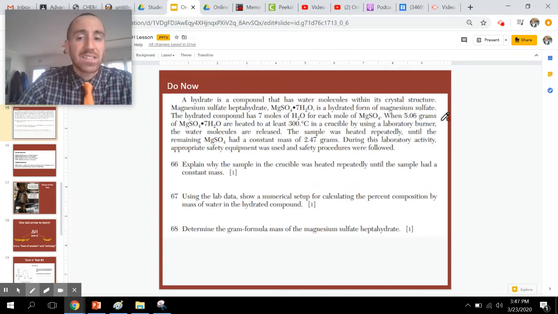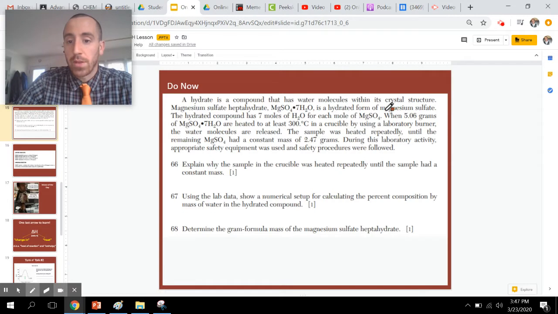When 5.06 grams of magnesium sulfate heptahydrate are heated, the water molecules are released. The sample was repeatedly heated until the remaining MgSO4 had a constant mass of 2.47 grams. During this laboratory activity, appropriate safety equipment was used and safety procedures were followed. Okay, here we go. Number 66. Explain why the sample in the crucible was heated repeatedly until the sample had a constant mass.